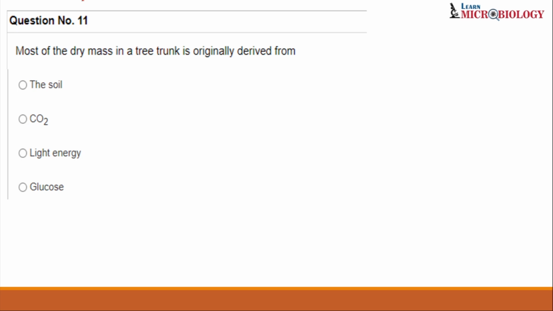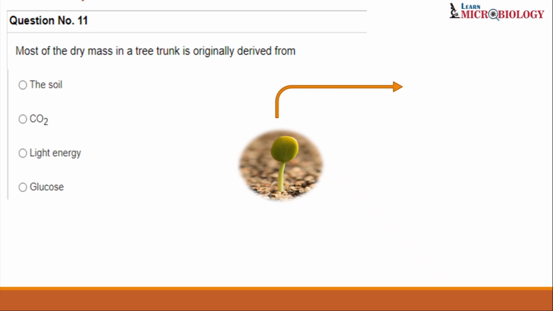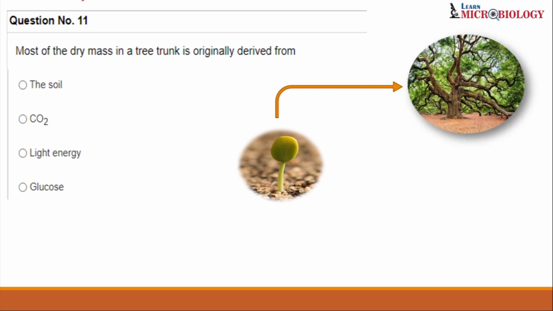Most of the dry mass in a tree trunk is originally derived from... Let us consider a small sapling. We all know as time passes, this sapling will grow into a big tree, and you can see the big tree trunk which has a lot of dry mass. If I ask you what process this sapling undergoes, everybody knows it is photosynthesis.